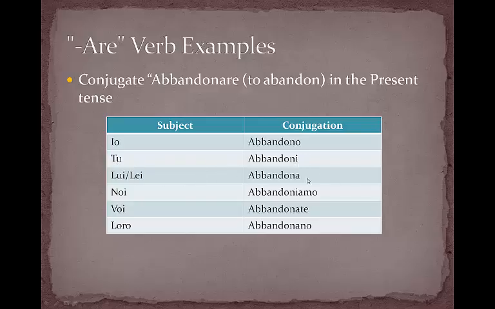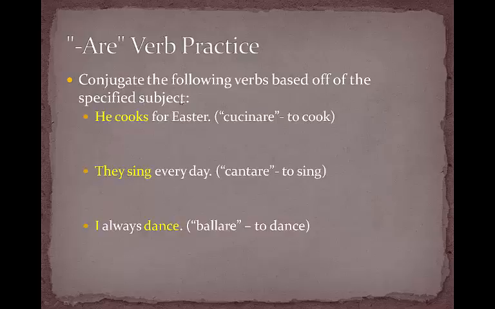What you'll see later on is that the only ones that change are the third person singular, the second person plural, and the third person plural. These three, io, tu, and noi, these endings off the stem are going to be the same for all of our types of verbs, with the exception of the irregulars, because there the stem will change, and that's a little bit different. But these are your are verbs. Moving on to some practice for that.